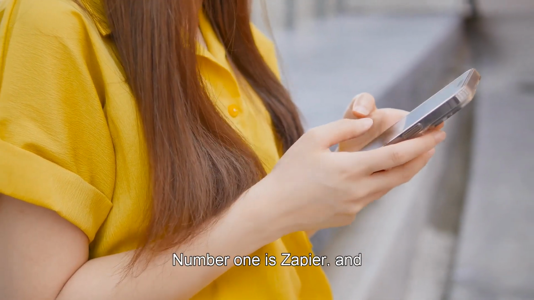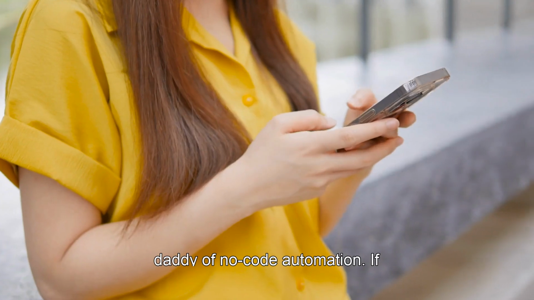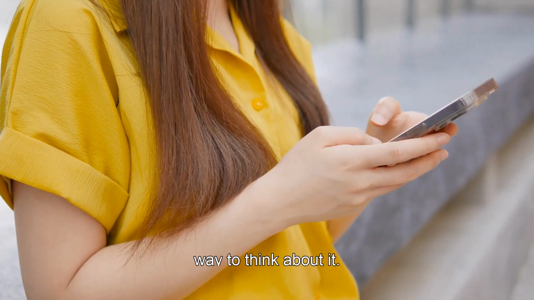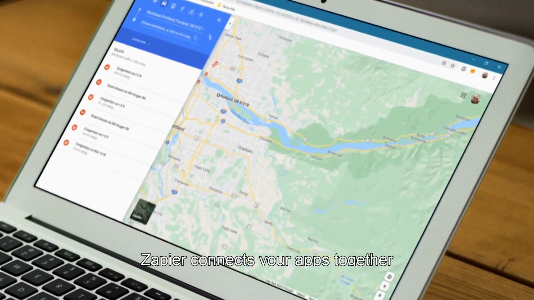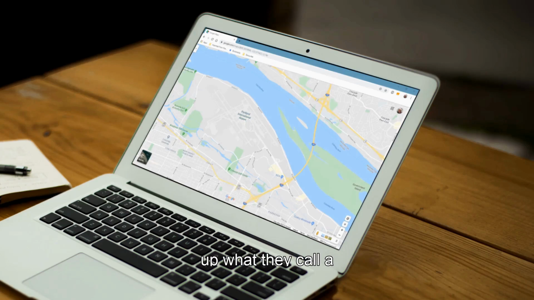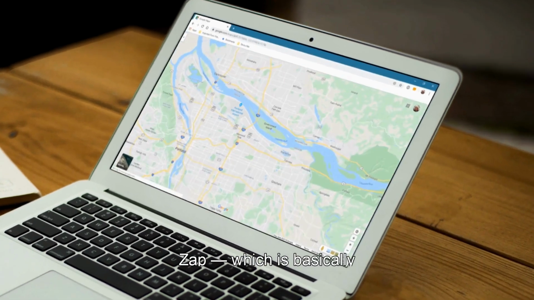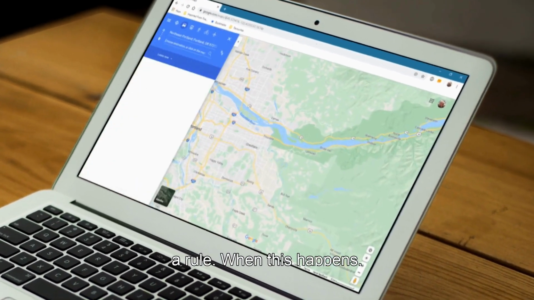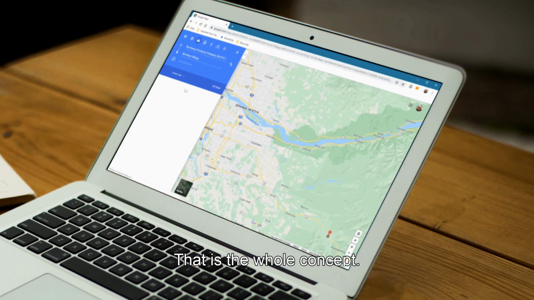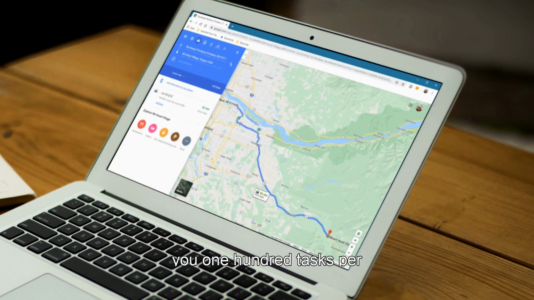Number 1 is Zapier, and this one is the big daddy of no-code automation. If you have never heard of Zapier, here's the simplest way to think about it. Zapier connects your apps together and makes them talk to each other automatically. You set up what they call a zap, which is basically a rule. When this happens, do that. That is it. That is the whole concept. And the free plan gives you 100 tasks per month, which is honestly more than enough to get started.